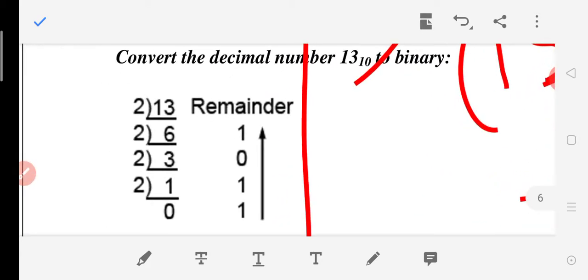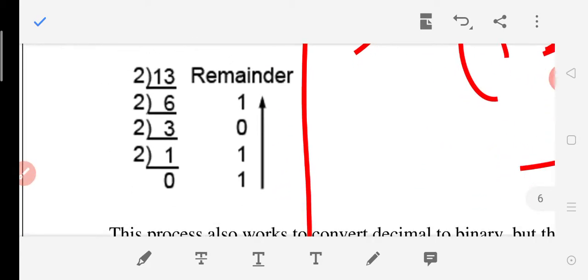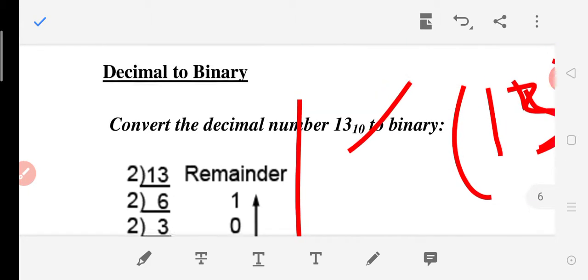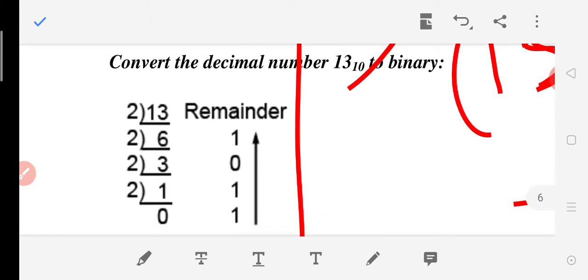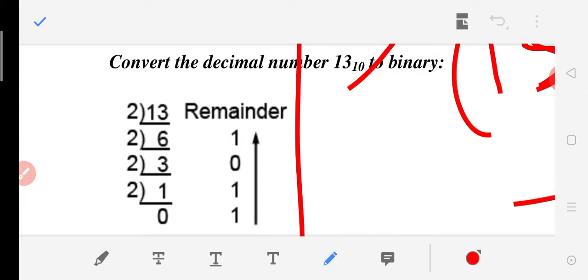We divide the decimal 13 by 2. Here 13 is the decimal number. So divide by 2: 2 sixes are 12.